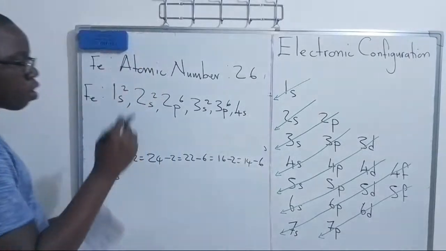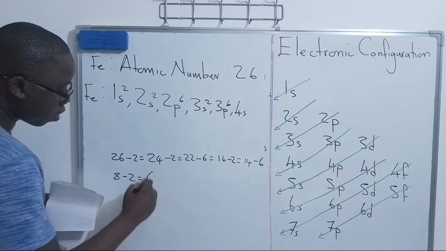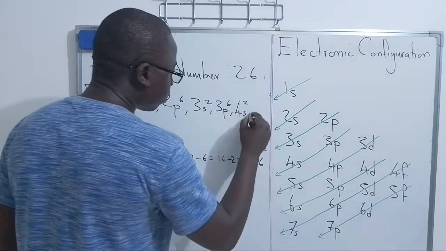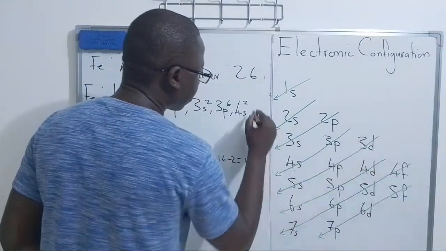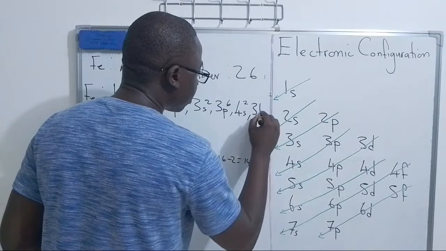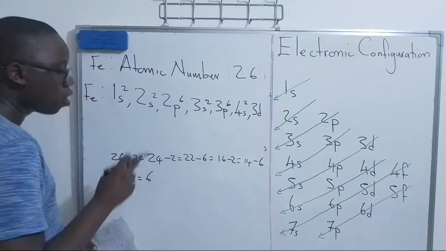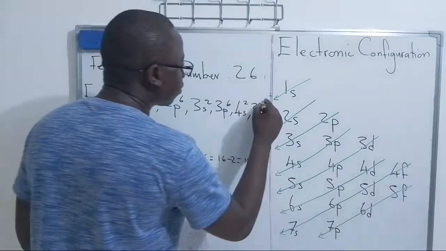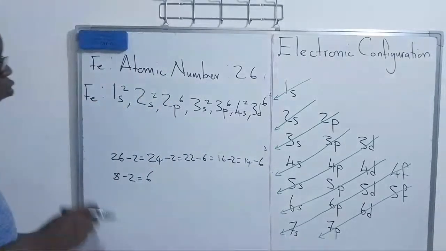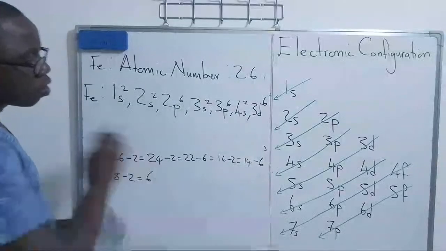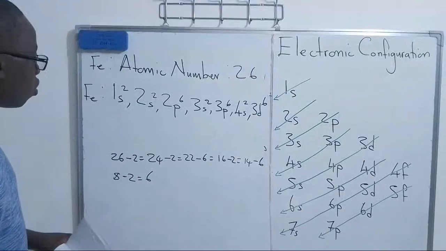4s. So s can only have 2 electrons. So minus 2, we are remaining with 6, so we'll put our 2 there. From 4s, we are going to 3d. So 3d, we will now get all 6 electrons, because the maximum number of electrons for d orbital is 10, and 6 is less than 10. So all the 6 electrons will go in the 3d there. So this is how we write the electronic configuration of iron.